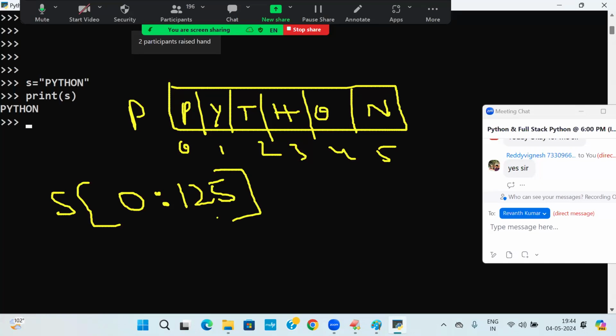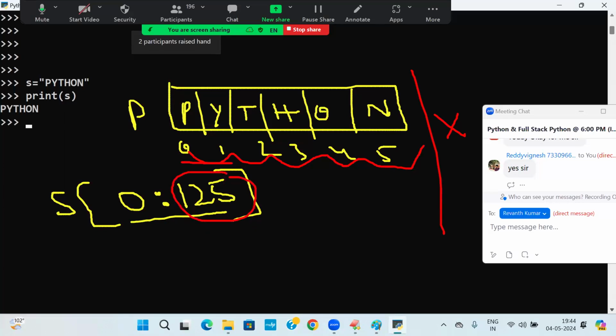But it is not an index error. Starting from where? Both of them are positive, which means the condition will come. 0 less than 125, true. It starts from 0 and goes on taking up to 124: 0, 1, 2, 3, 4, 5. After that, no memory. It stops there only. Even though I write 125, it will go to the end of the memory only. It will stop at 5. Then the answer will come: Python. Did you understand this model?